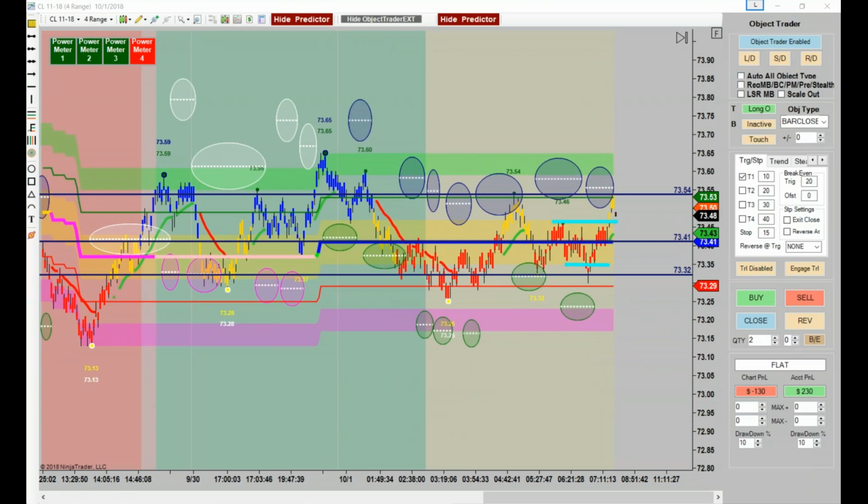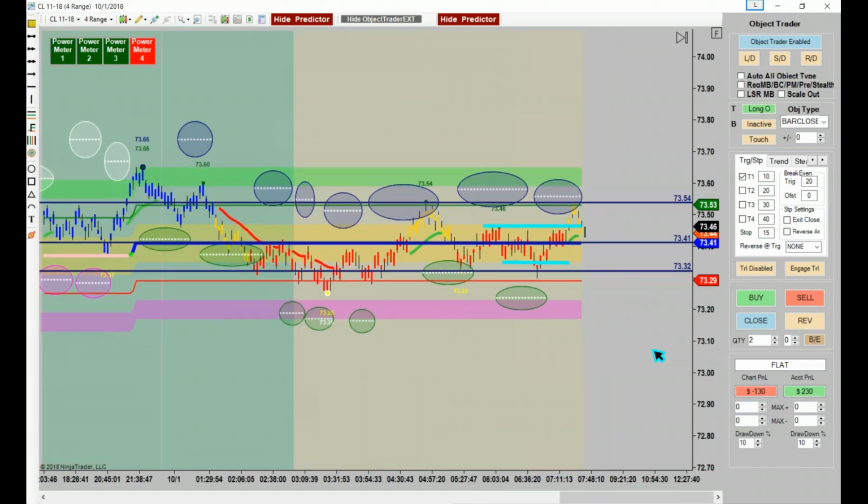50. There you go. Just got you $230. Says chart P&L is 130 minus. I'm not sure how it did that, probably because I started market replay. Notice how that kissed 54.